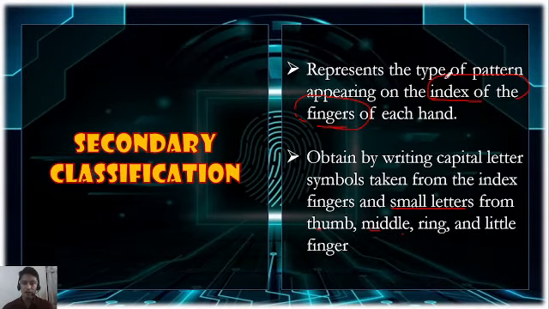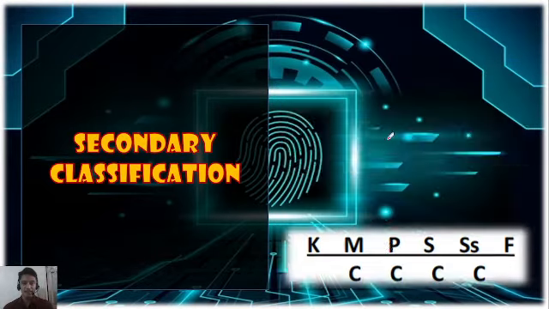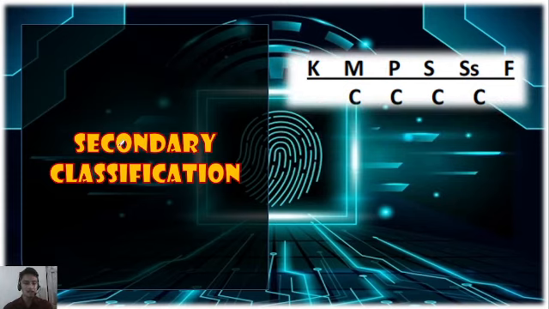So that is what we are going to look at in the secondary classification: the type of the pattern appearing on the index fingers of each hand. Saan po nakapwesto ulit ang ating secondary classification? Dito sa may bandang kanan po ng primary classification. The primary classification is here and we are done already on part 1 of our video, on how to attain the primary classification. So this time, this is the secondary classification, and that is what we are going to determine for now.